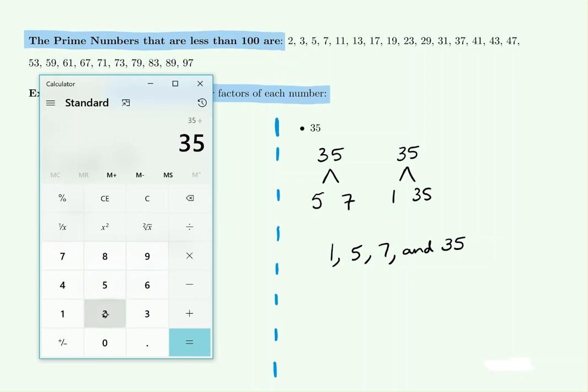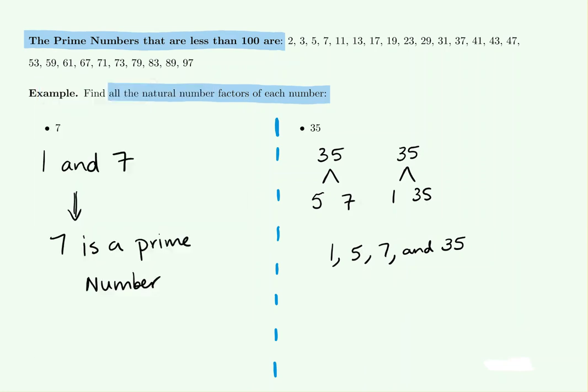35 divided by 2, not a factor. Not a factor. And you could just keep doing this with your calculator. And remember, everything that you divide 35 by that gives an integer result, that means 5 is a factor. So this would be somewhat time consuming, but it is a way that you can verify that you're not missing any of the factors if you wish.